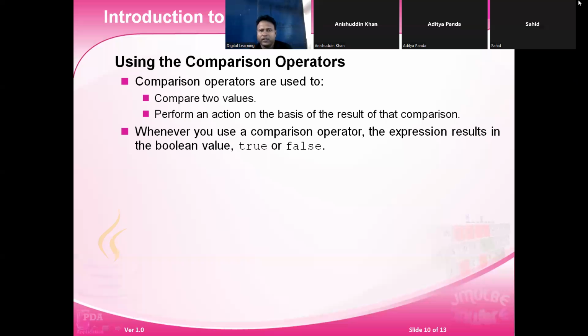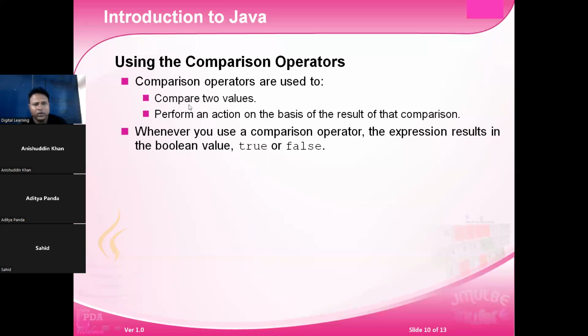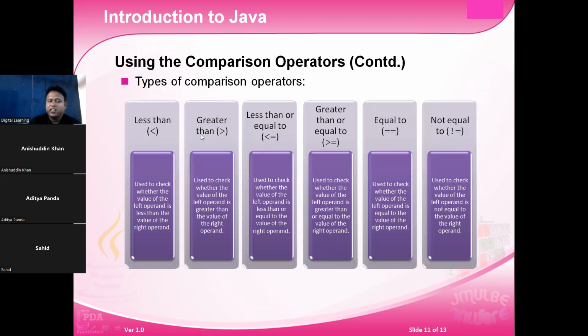The comparison operator is used to compare two values and perform an action on the basis of the result of the comparison. Whenever you use a comparison operator, it results in true or false. So it compares the two values and gives the result in the form of true and false. So what are the comparison operators we are using? Greater than, less than, greater than equals to, less than equals to, equals to equals to, and not equals to.